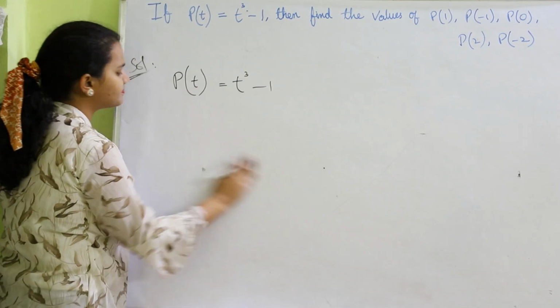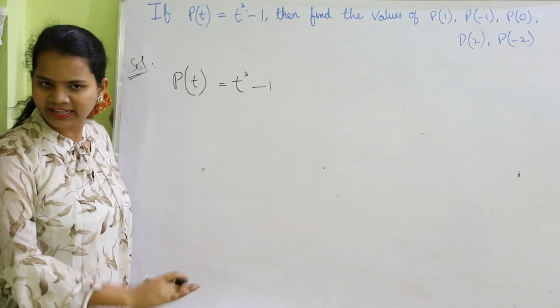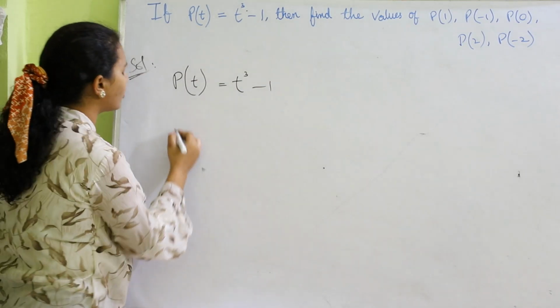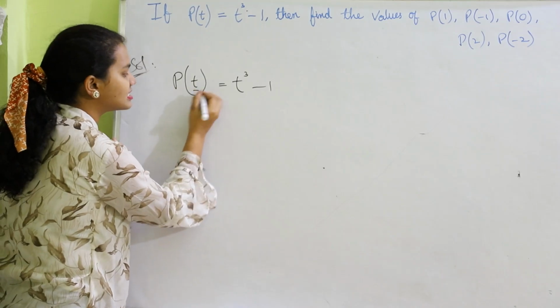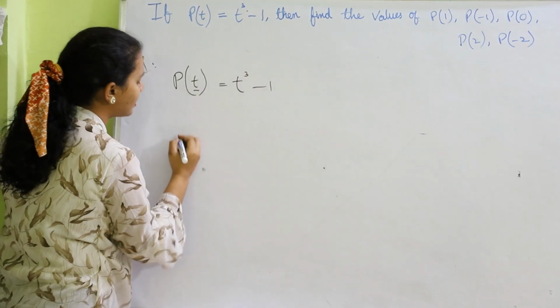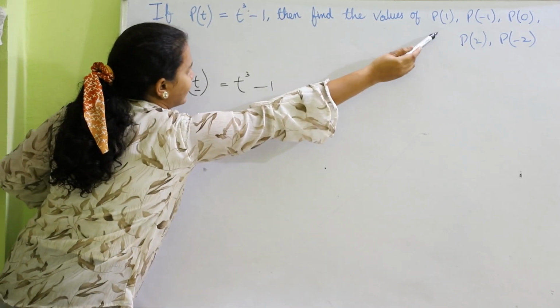Now what you do? Here they asked to find the values of P of 1. First let's find the values of P of 1. So what you do is instead of t, place these given values. Means here this becomes, if I'm going to find this value. Okay? First let's find this value.